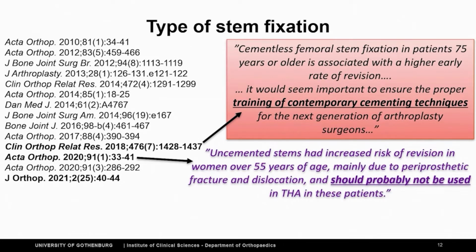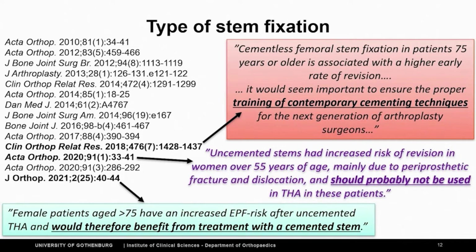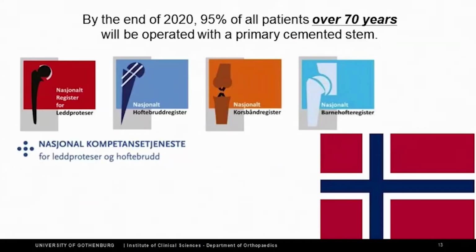Another study from the Norwegian Arthroplasty Register stated that uncemented fixation should not be used in THAs in women over 55 years of age. And a study from the Netherlands, published this year, suggests that female patients older than 75 years would benefit from treatment with a cemented stem. The positive is that some units have already begun to change their policy in line with these recommendations.